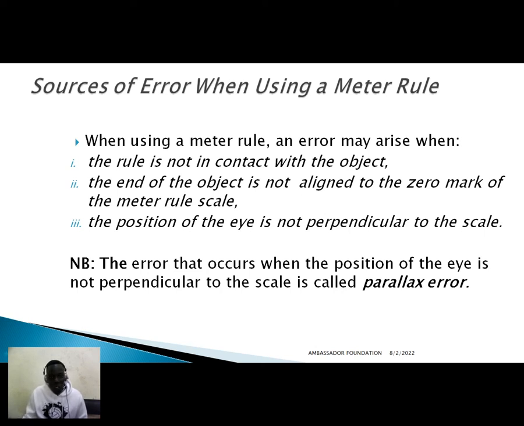The end of the object is not aligned to the 0 centimeter mark of the meter rule scale. If you don't align, you will still get errors. Now, if the position of the eye is not perpendicular to the scale, you will still not get correct readings. Look here, the error that occurs when the position of the eye is not perpendicular to the scale is called parallax error. Parallax error is the error that is there when the position of the eye is not perpendicular to the scale.